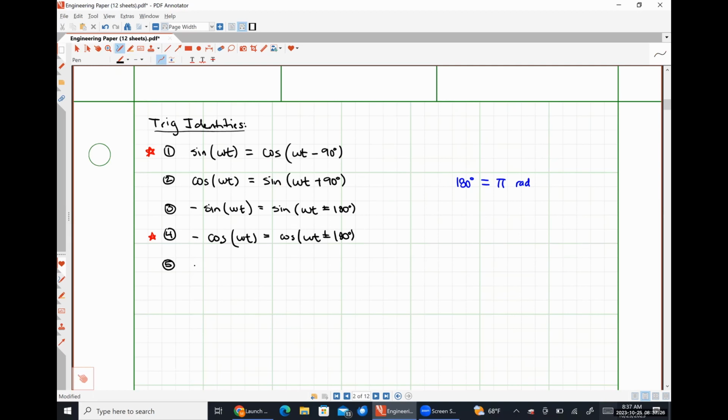So let's say that I have sine of, let's call this phi1 plus phi2. So sine of an angle plus another angle. That is equal to sine of my first angle cosine of my second angle plus cosine of my first angle sine of my second angle.